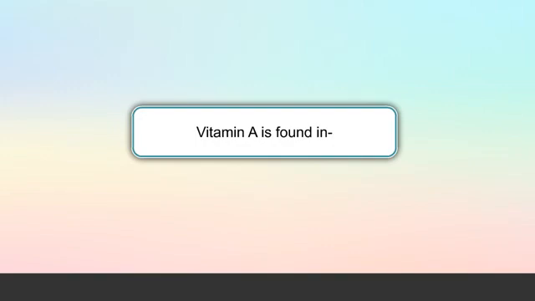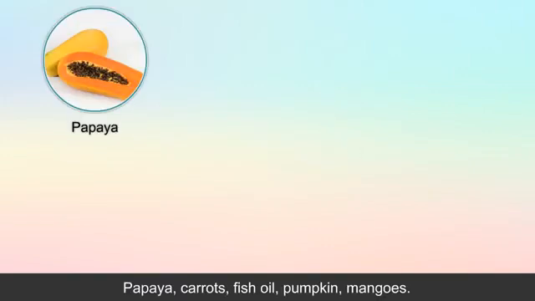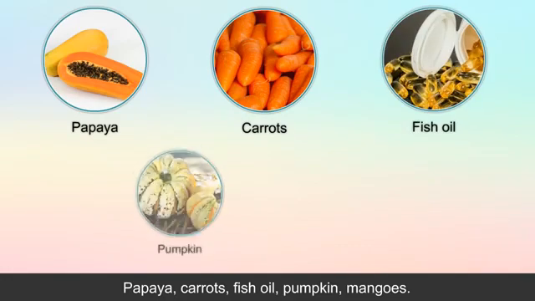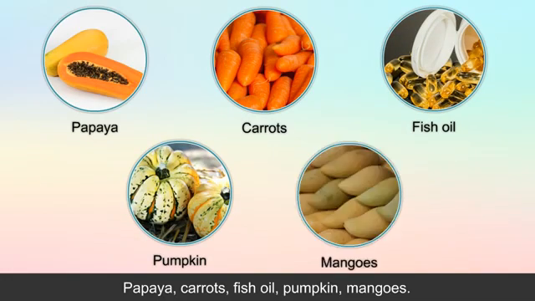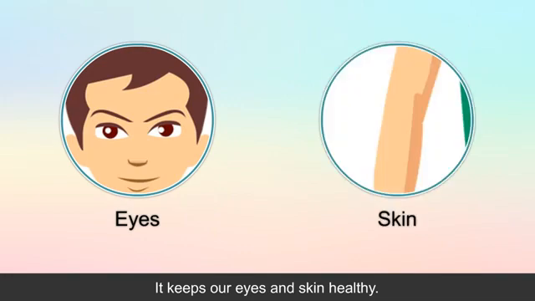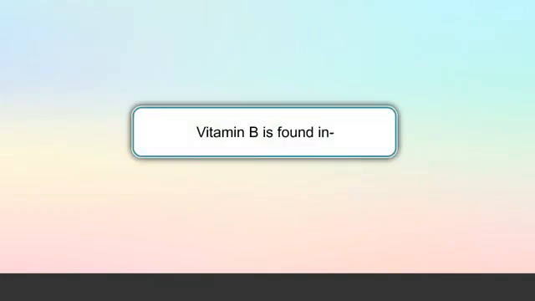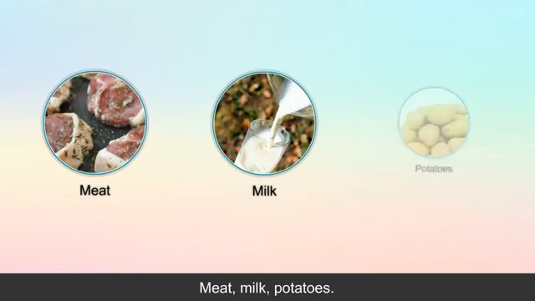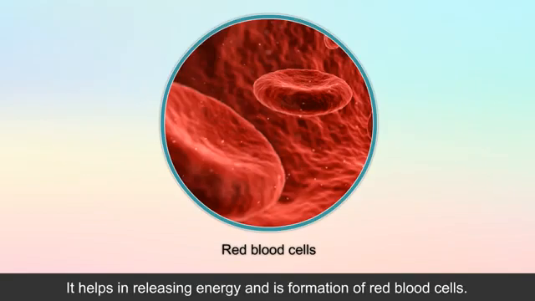Vitamin A is found in papaya, carrots, fish oil, pumpkin, mangoes. It keeps our eyes and skin healthy. Vitamin B is found in meat, milk, potatoes. It helps in releasing energy and in formation of red blood cells.